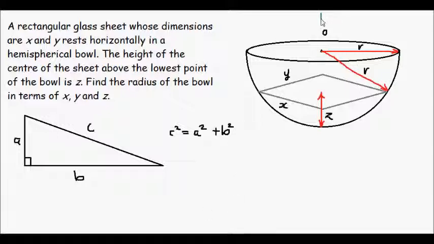Alright, now that we've reviewed Pythagoras theorem, let's have a look at this problem from the top. A top-down view of our bowl will simply look like a circle enclosing a rectangle, and our rectangle will have a length of x and a width of y. Another length that will help us most in answering the question is the diagonal length of the rectangle, which I'm going to label d. So let's find an expression for d.